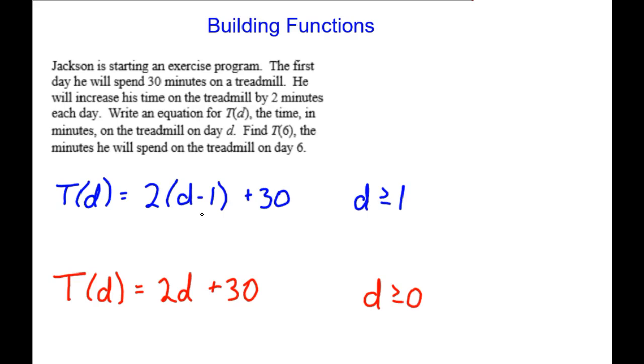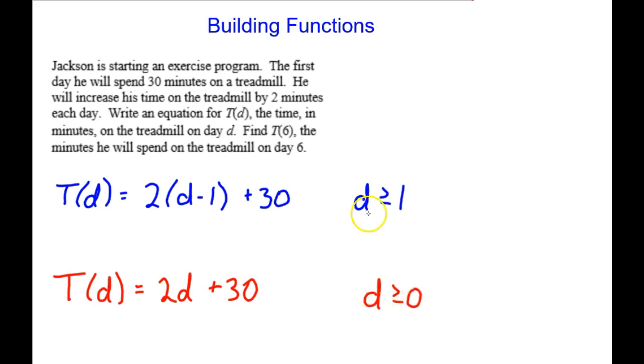If you looked at the second equation, the one at the bottom, if we were thinking of the first day as day 1, if I would plug 1 in for D, I would get 2 times 1, which is 2, 2 plus 30 is 32, so that's saying the first day he would have gone for 32 minutes, which we know is false. So that's why for the second equation, we have to represent the first day as the initial day, which would be day 0.